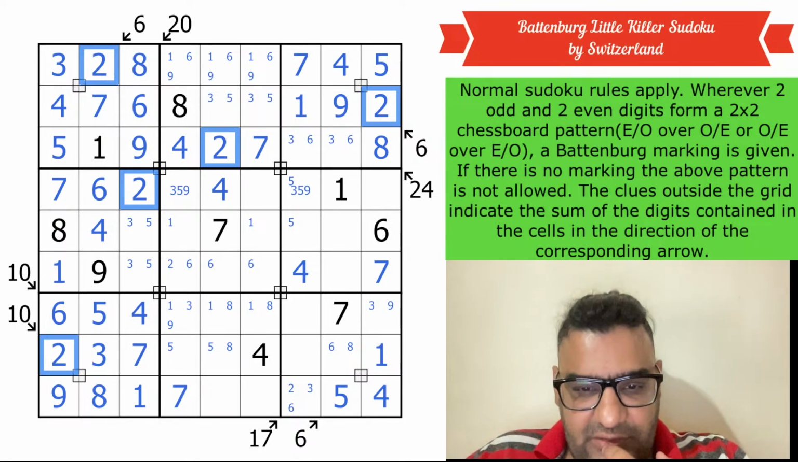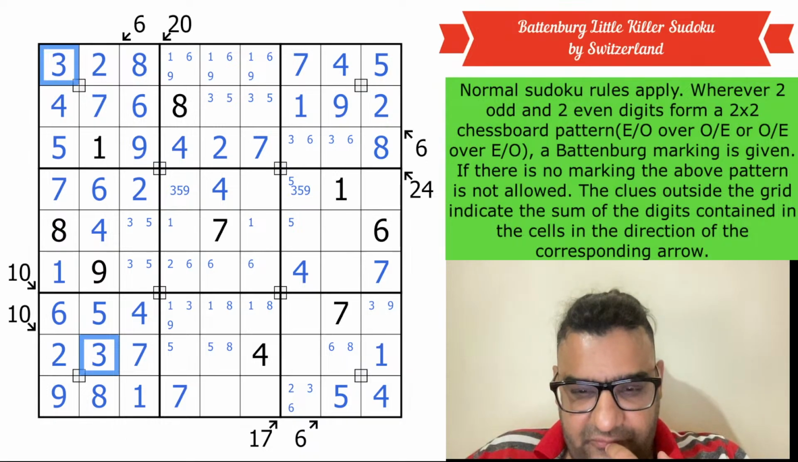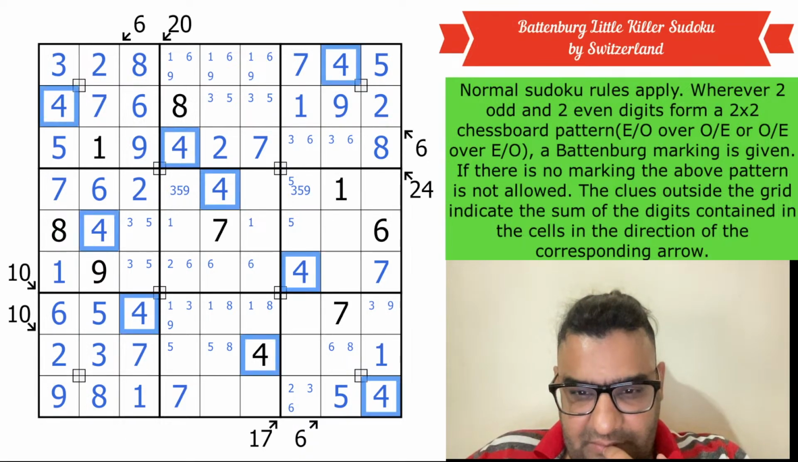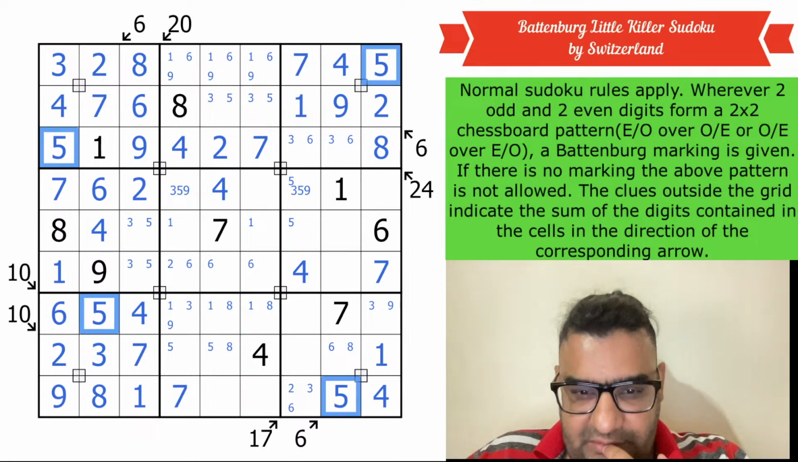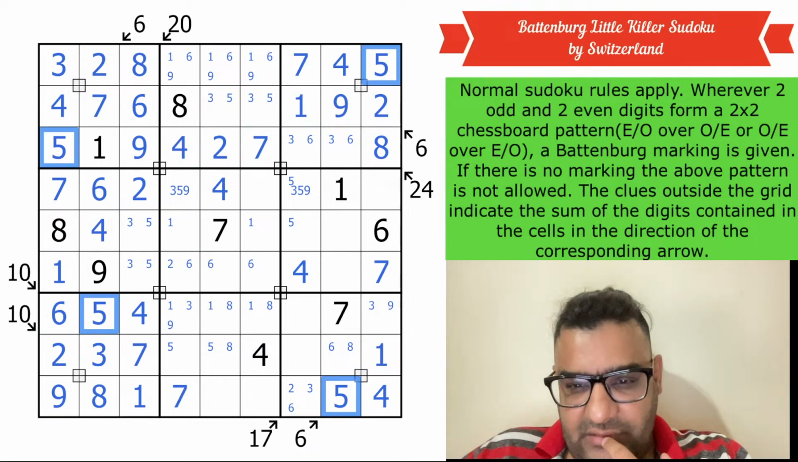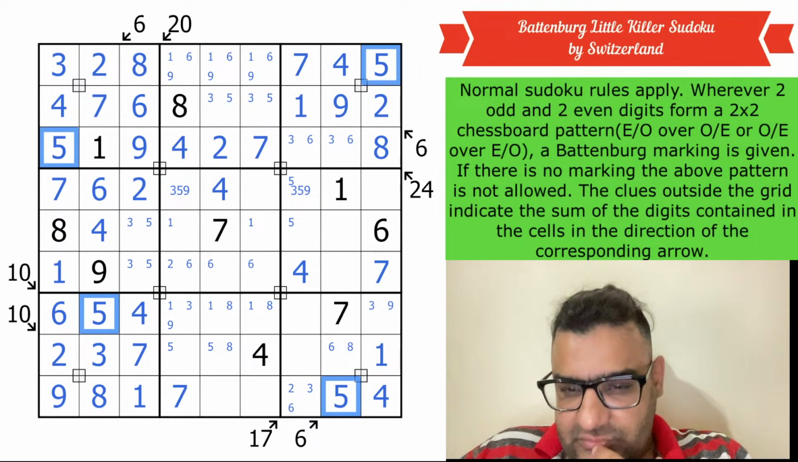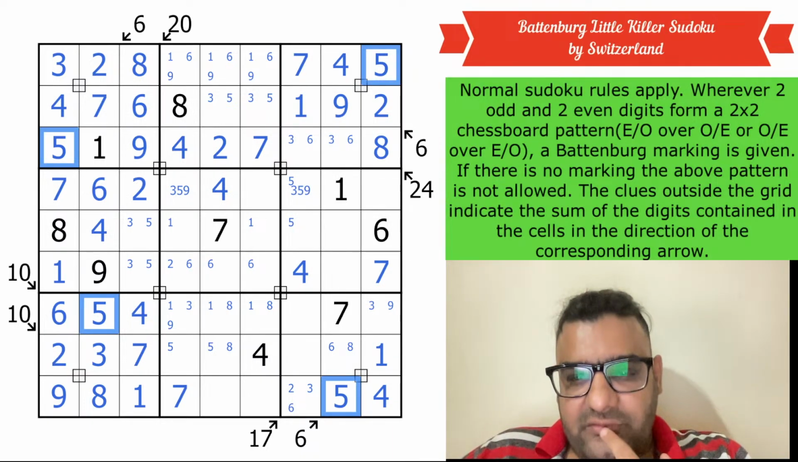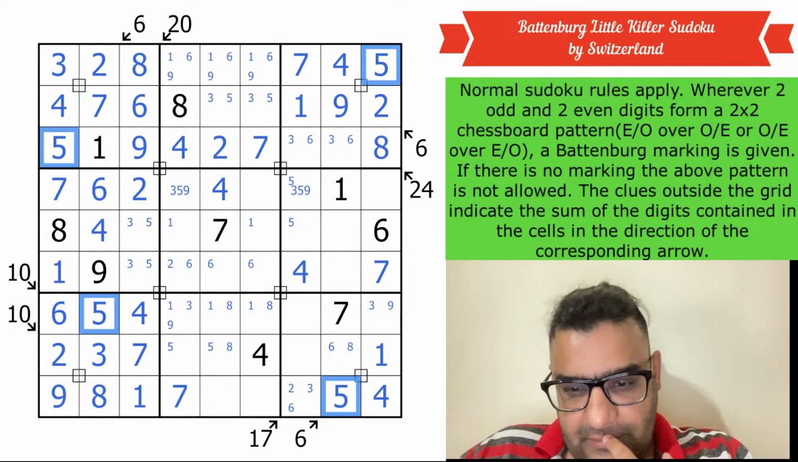Okay, if I check 3, 4, 4 is completed. What about 5? 5 is there. So 5, 5. Okay, this one is 5. This one is 5. This 5 can only be in these two. So I already know 5 can be here. 5 can also be here.